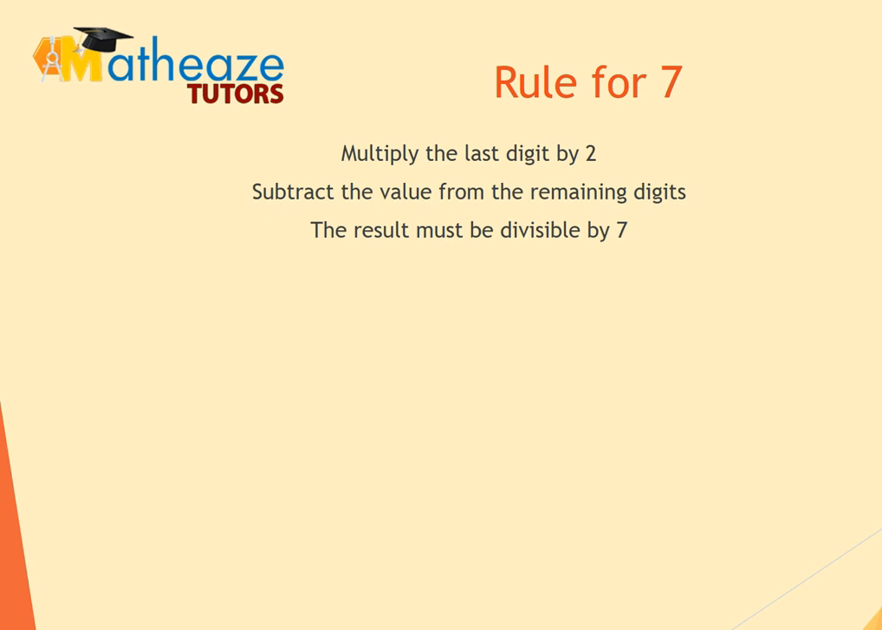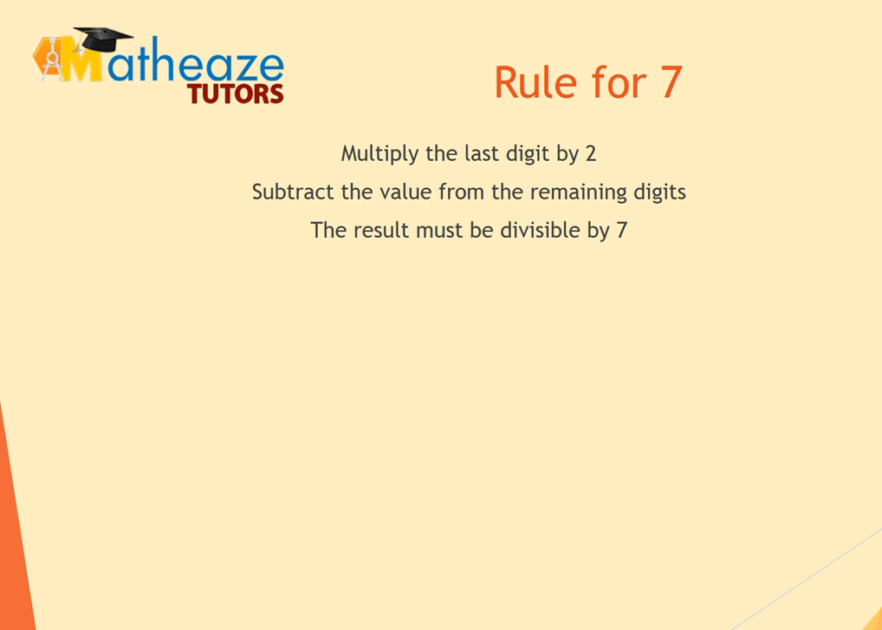Now the rule for 7, this one is quite interesting. What we're going to do first is take the last digit, multiply it by 2, subtract the value we get from the remaining digits, and the result of that mathematical calculation must be divisible by 7.